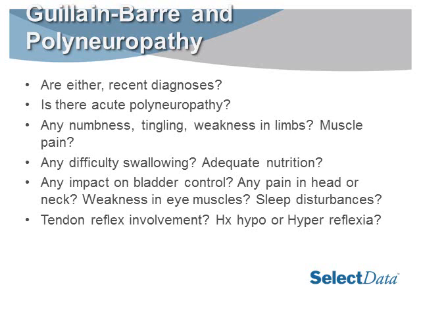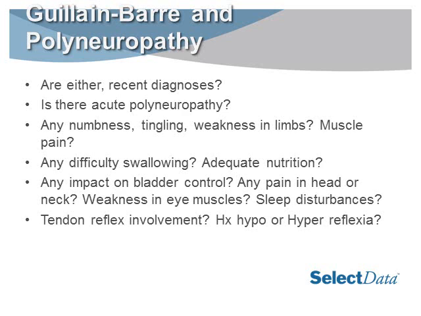Now, in looking at the polyneuropathies and Guillain-Barre, we need to know if either of these are recent diagnosis, and are they acute or has this been long-term? How extensive, if there is numbing, how extensive is it? Is there tingling? Is there weakness in the limbs? When does that occur? Is there muscle pain? Is there cramping? In their nutritional patterns, is there difficulty swallowing? Do they have dysphagia? Is there any impact on bladder control?